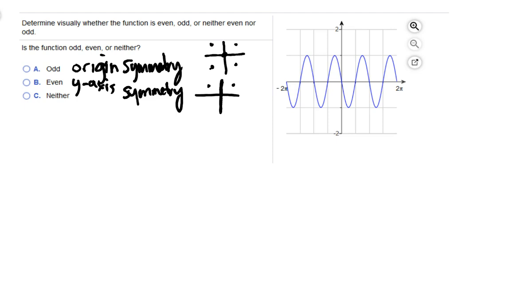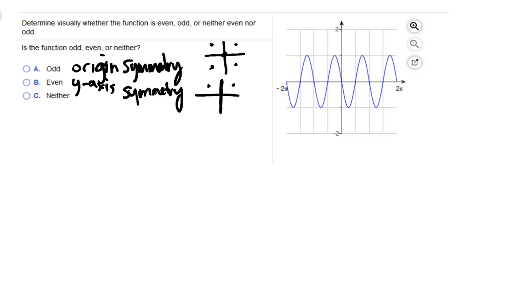So if we take a look at this picture here, let's check for y-axis symmetry first. So we're looking to see if there's a mirror image over this y-axis. And I can see that this little peak here is not an exact mirror on the other side. So this would not be even.